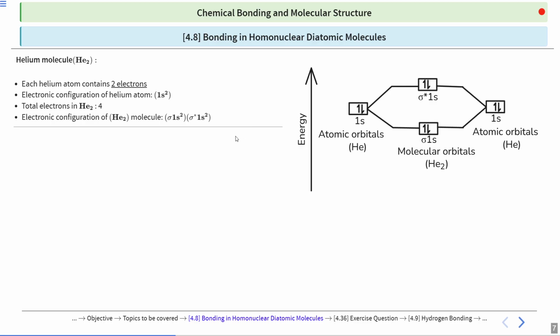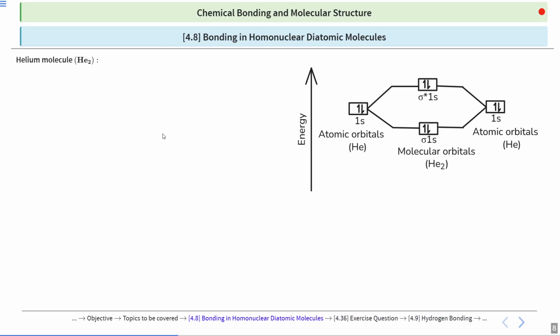This will result in the electronic configuration of He2: sigma 1s2 and sigma star 1s2. If this is the electronic configuration, let us now calculate the bond order. The number of electrons in the bonding molecular orbital will be 2, and in the anti-bonding molecular orbital the electron count will also be 2. Therefore, using the same formula, we get the bond order as 0.